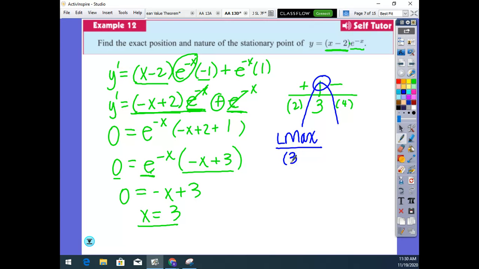When x is 3, and I just plug 3 back in, how do I find the y value? I have to plug it back into the y equation. So 3 minus 2 is 1 times e to the -3rd is just e to the -3rd. And you can just leave it that way.